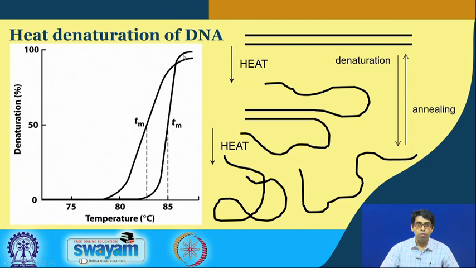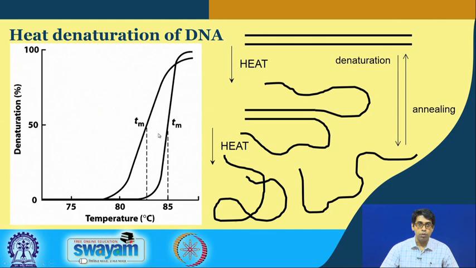So for two different DNA molecules or two different sequences, we see two different curves. The midpoint where we reach 50% denaturation, which is the middle point between this saturation point and this baseline, the temperature at which it reaches this point is referred to as the melting point. And we see that the melting point is different for the two different DNA molecules. This melting point will depend on the length of the DNA molecule, and it will also depend on the sequence of the two DNA molecules.